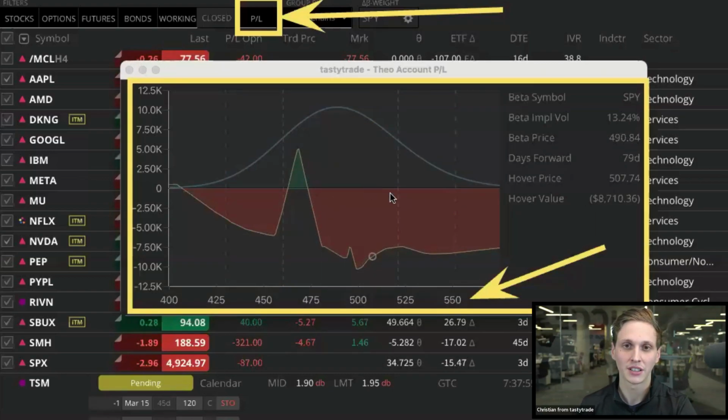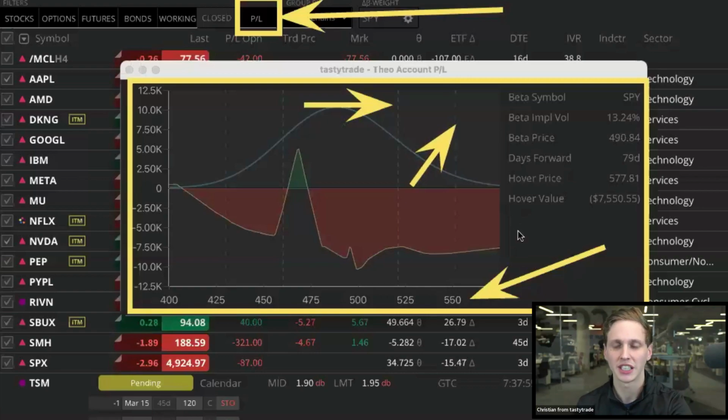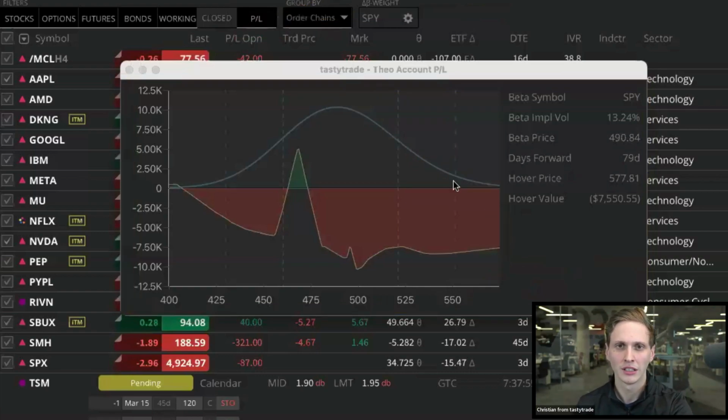But as you scroll your mouse back and forth, you can see, based on certain market events, we even see the bell curve here, where we can see the 1 standard deviation move for SPY, and the 2 standard deviation moves for SPY as well. Those are the blue dotted lines on the left and right.